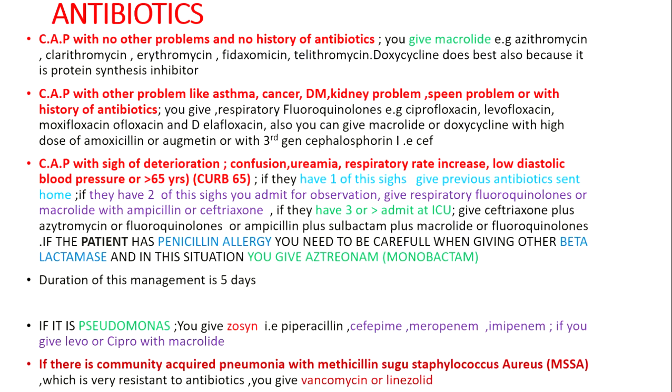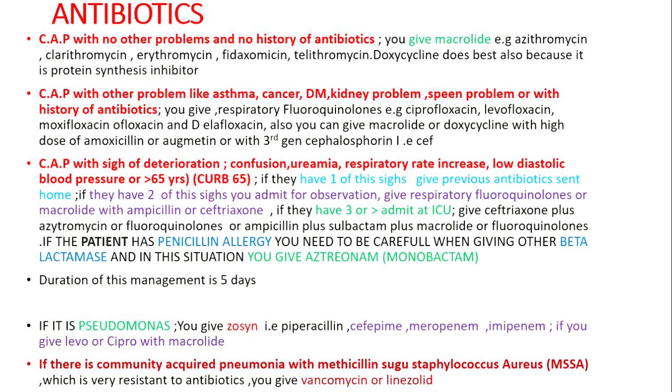So that is how you manage if they have one sign. A patient can present with confusion, and you will manage as previously, as in CAP with a problem or with a history of antibiotic use. So that's the first one, and you can observe the patient and discharge home. Remember, the previous two were outpatient. You will not admit the patient.